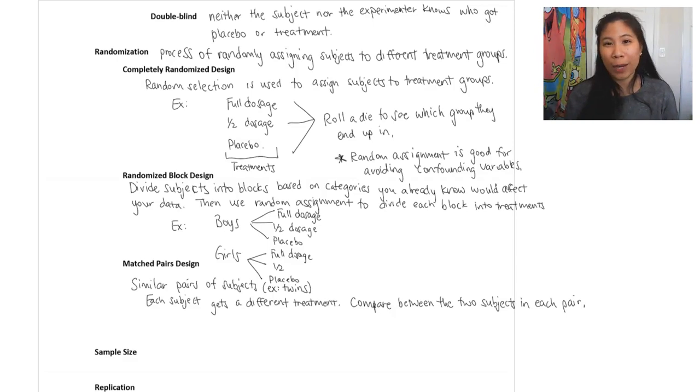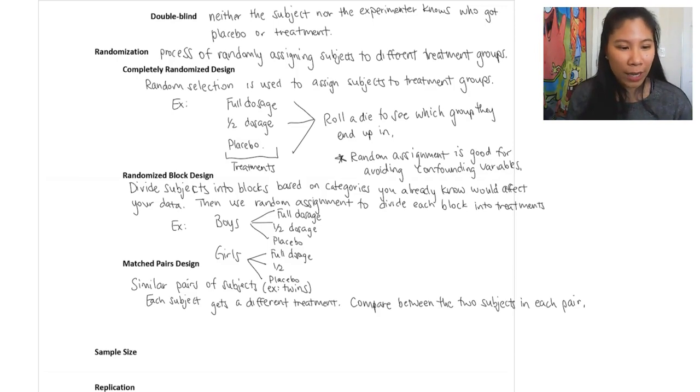Once you have all your pairs, each person in the pair gets a different treatment, and then you can compare them with each other. Obviously, you're going to do this with more than just one pair of people. You're going to have a bunch of pairs that are all similar in different ways, hopefully, and they all get compared to each other like that.